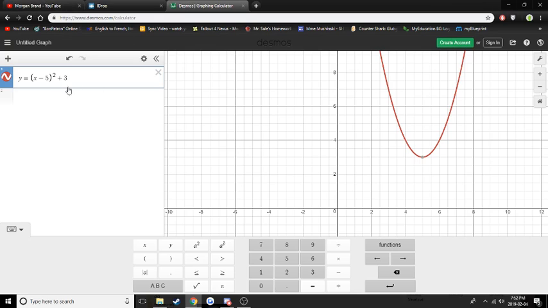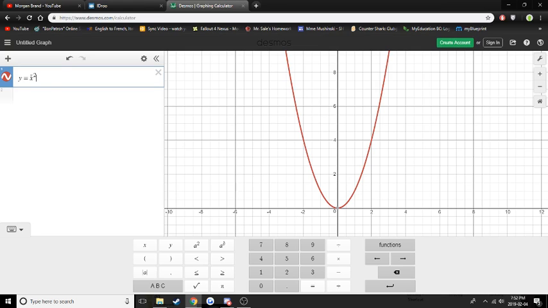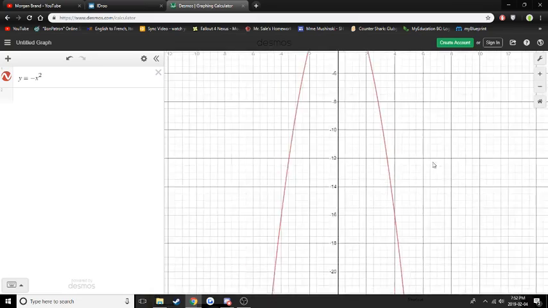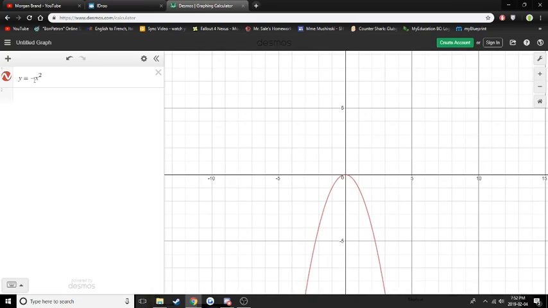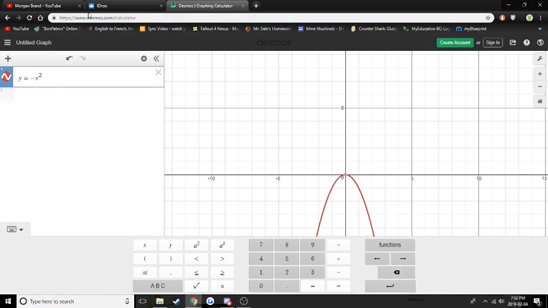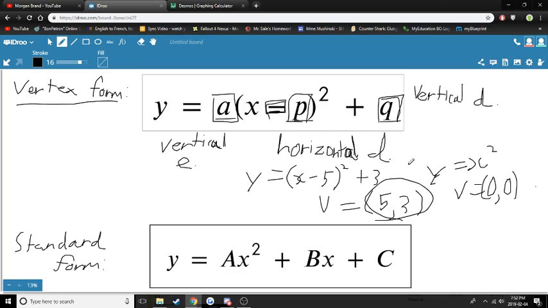Now, there's one thing I forgot to mention about the a. So let's just do x squared. There's also negative x squared. This just flips the parabola around. So if a is negative, then it'll be pointing downwards. If a is positive, it points upwards. That's all it changes. It's just the same graph, except it's pointed downwards.